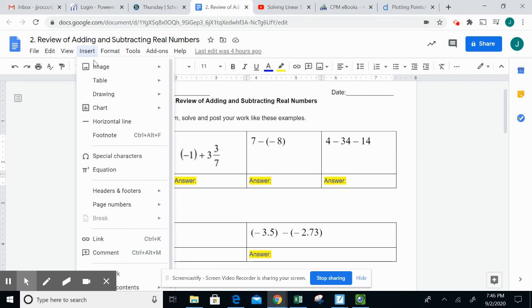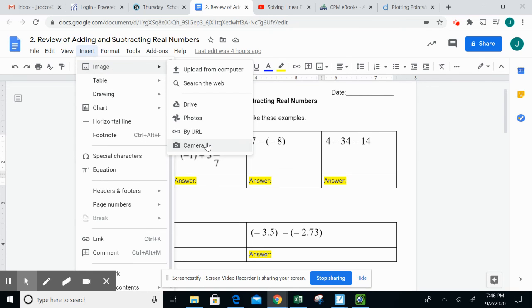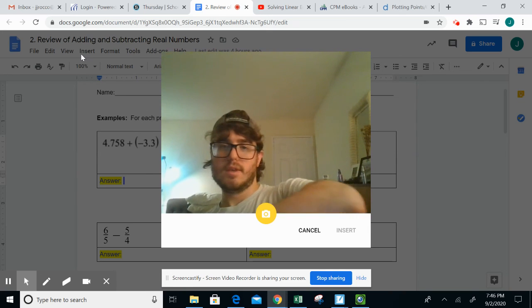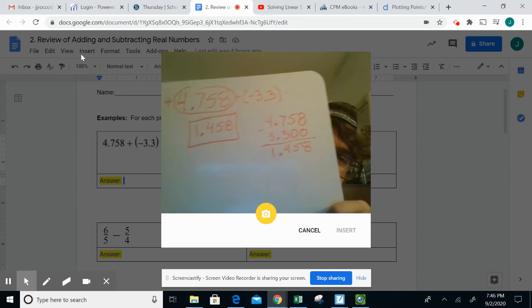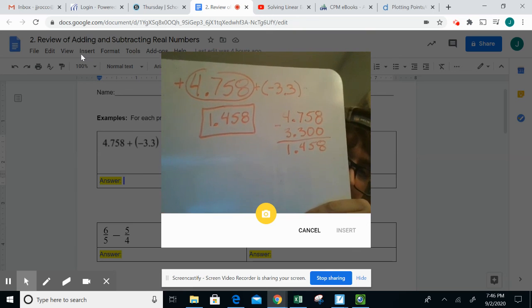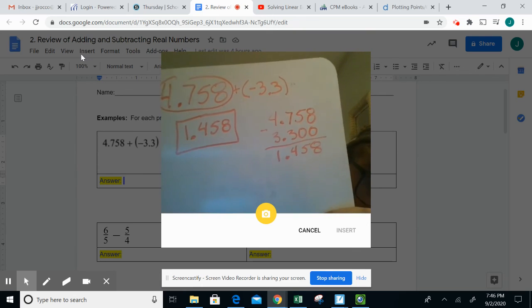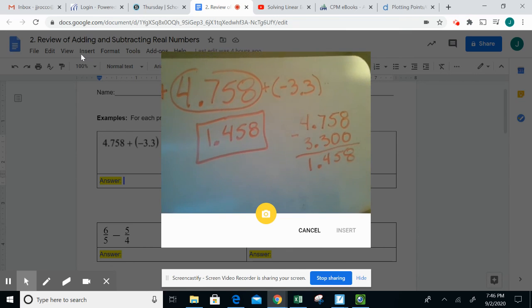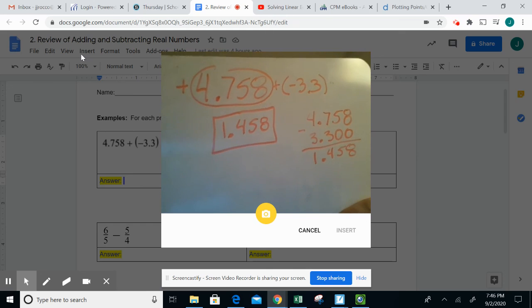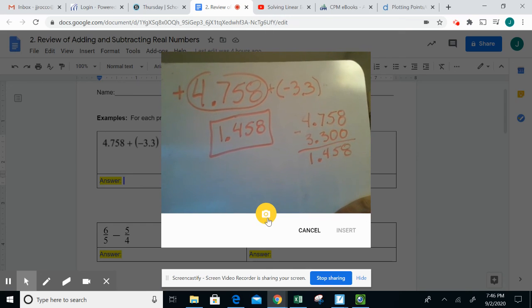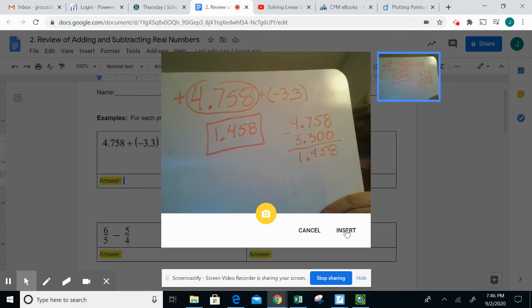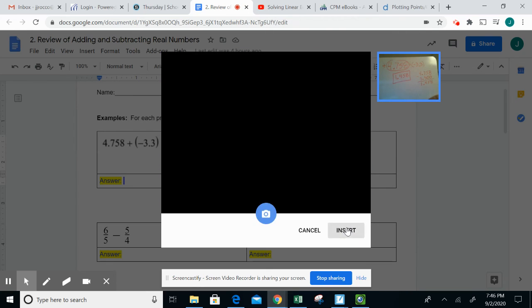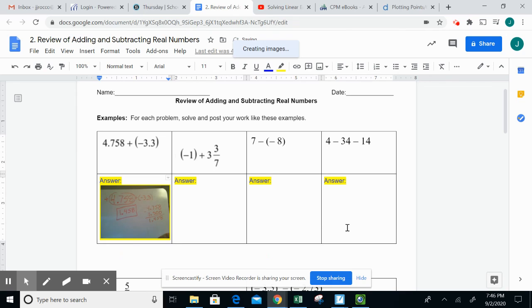Now, to take a picture of your work, make sure your cursor is in the correct answer box. You're going to go to Insert, Image, Camera. Again, that's Insert, Image, Camera. Oh, and you can see it. All right, what you're going to do is you're going to hold up your work and take a picture. Now, the way I do it is I look to the side of my board. Yours will probably be paper, and then just take the picture like this, and then hit insert. Make sure when you hit insert that the picture you want is in blue. We only have one here. We'll have more.